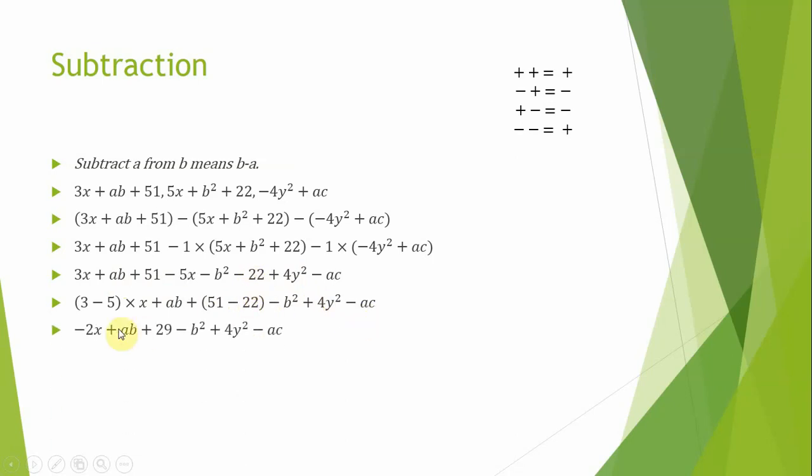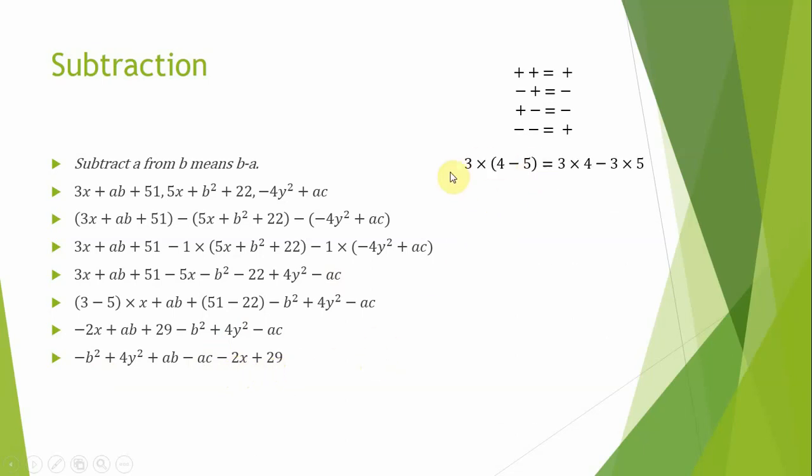Finally, the simplified expression becomes minus 2x. So 3 minus 5 is minus 2. And plus 29. So 51 minus 22 is 29. Now we rearrange the terms based on powers. So we get minus b square plus 4y square plus ab minus ac minus 2x plus 29.